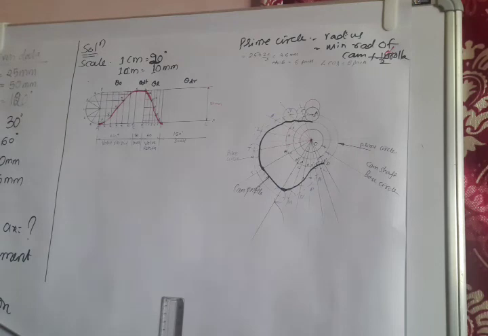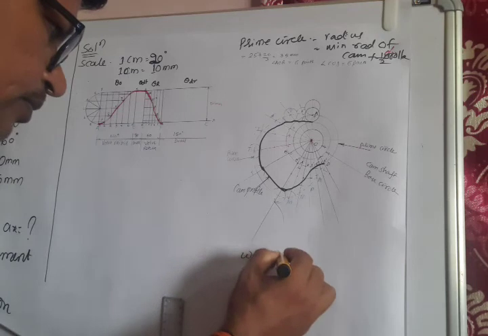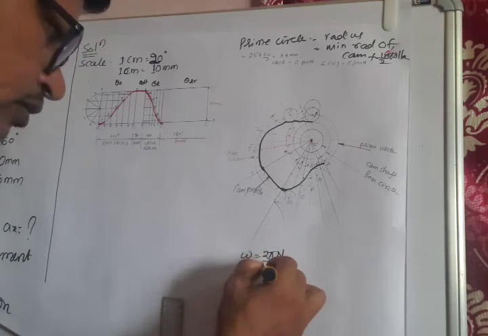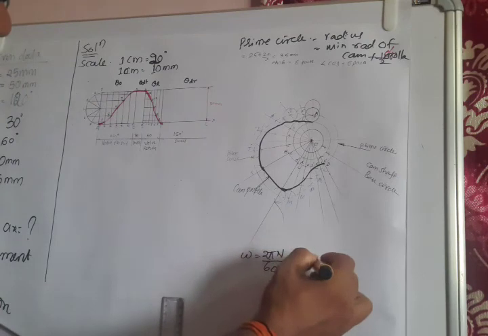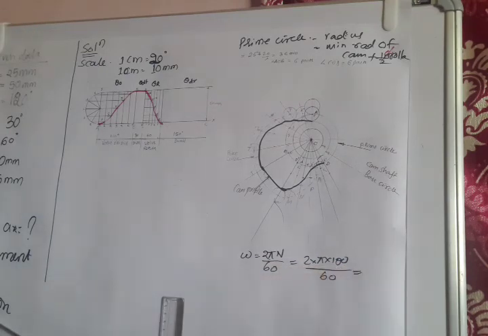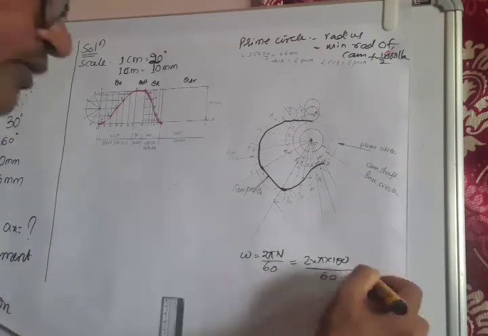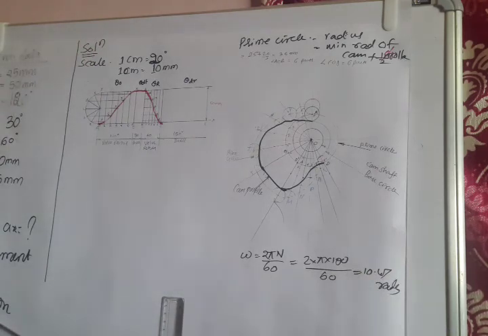So let us go for first, we'll calculate the angular velocity. So angular velocity omega equal to what? 2 pi N by 60. So find out how much you'll get. Speed is 100 RPM. 2 into pi into 100 divided by 60. Someone give the value. 10.47 radians per second.